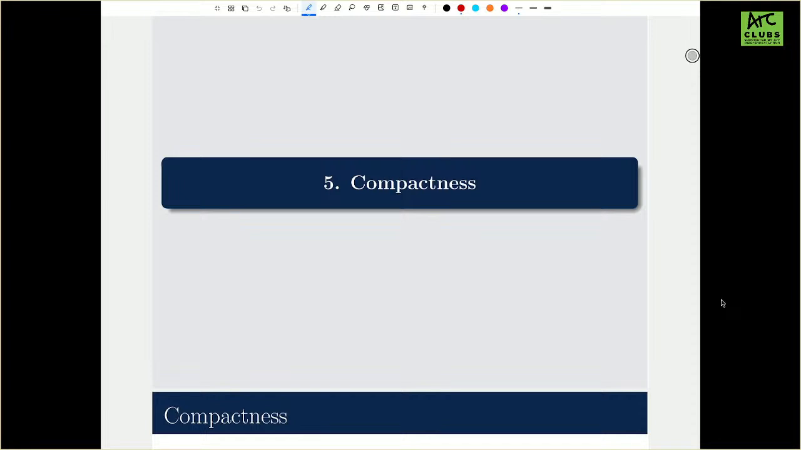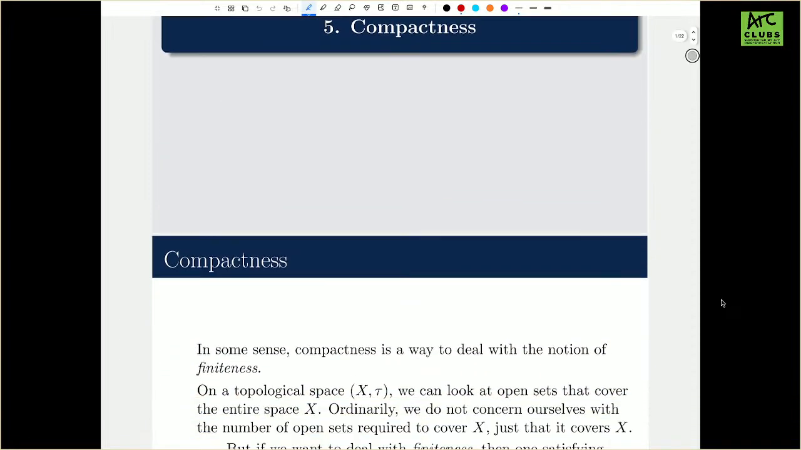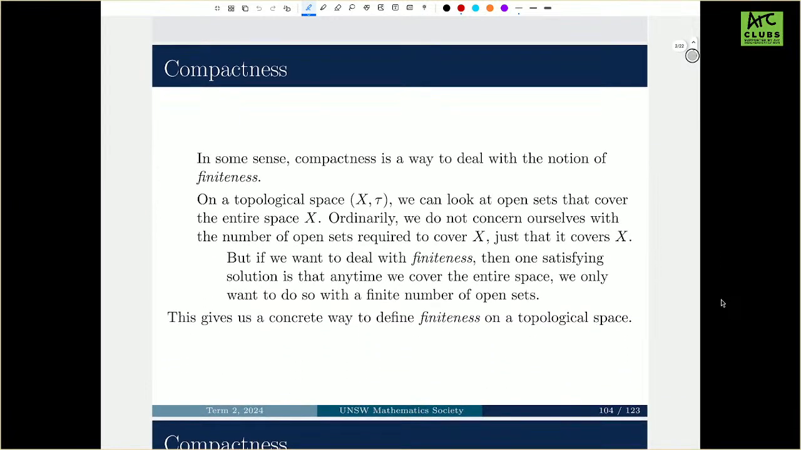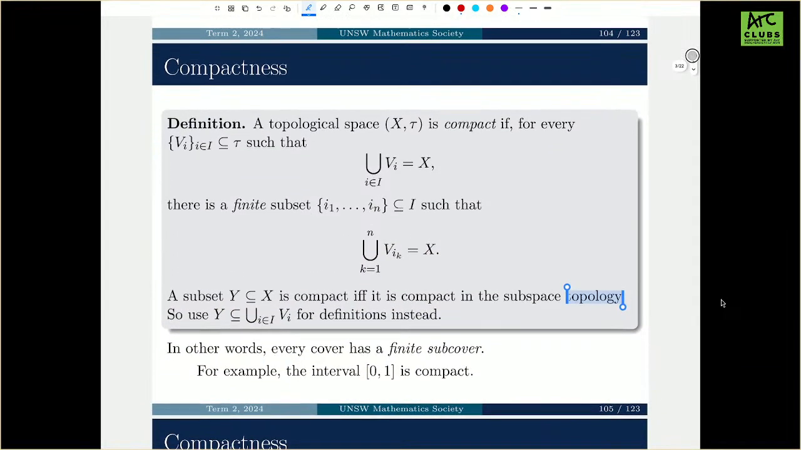Okay, I'll get started with compactness. Compactness is a property of a topological space, or a subset of a topological space. Compactness is a way to deal with the notion of finiteness, and it deals with open sets that cover a set. That means the union of those sets equals or is a superset of this set. It's a way to reduce an infinite amount of open sets to a finite amount for certain spaces. So we'll head in with definitions.